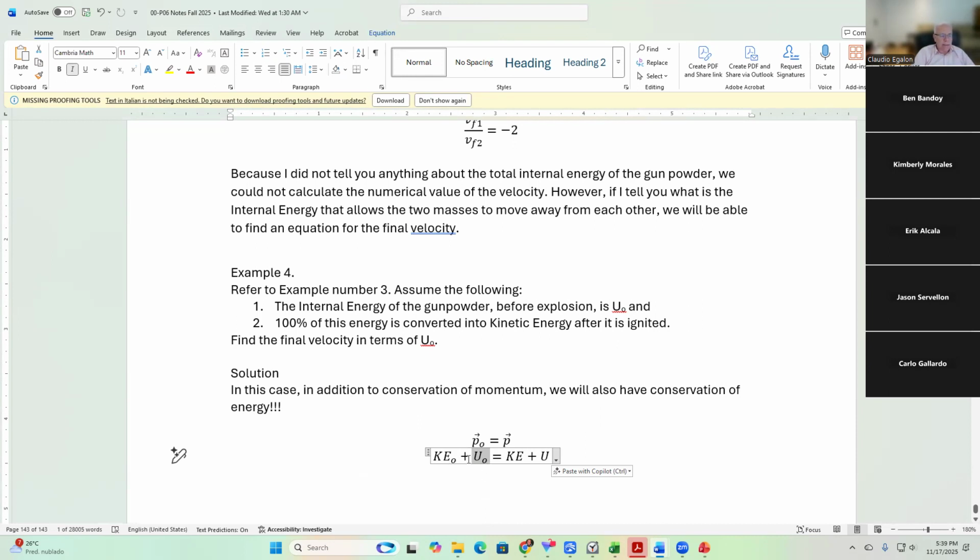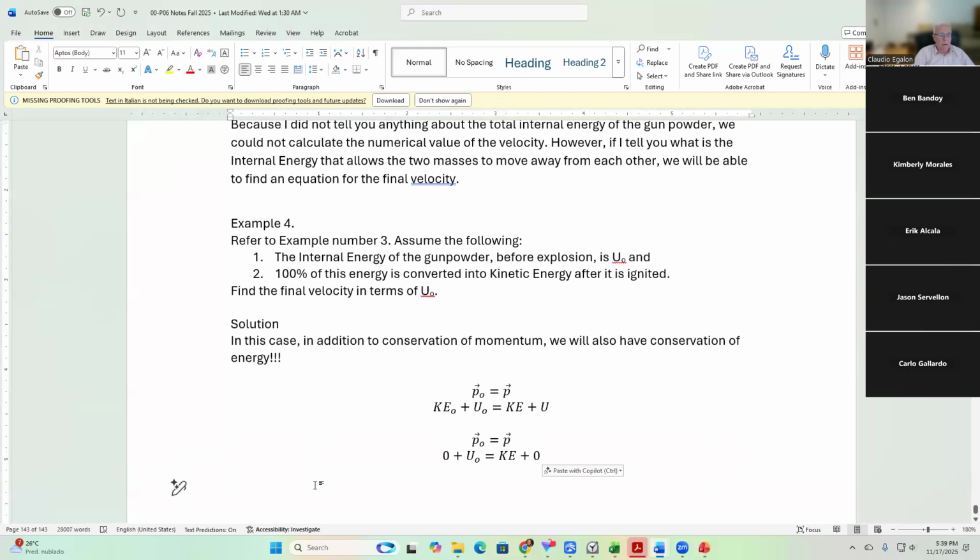So the kinetic energy plus the internal energy is going to be equal to the initial kinetic energy plus initial internal energy is going to be equal to final kinetic energy plus final internal energy. Since the 2 masses are at rest, the initial kinetic energy is going to be 0.